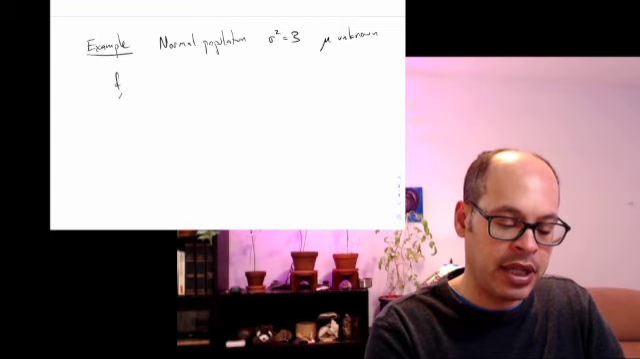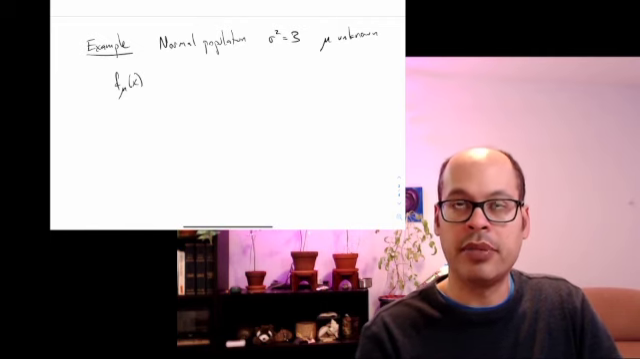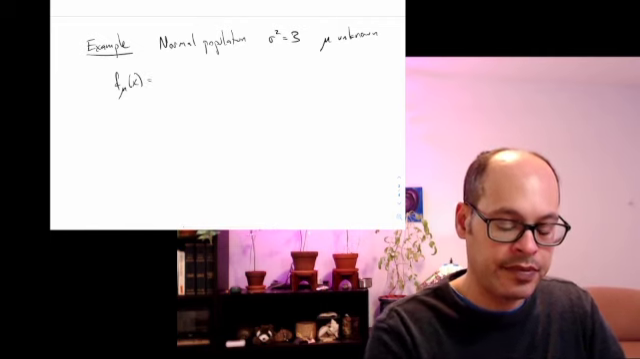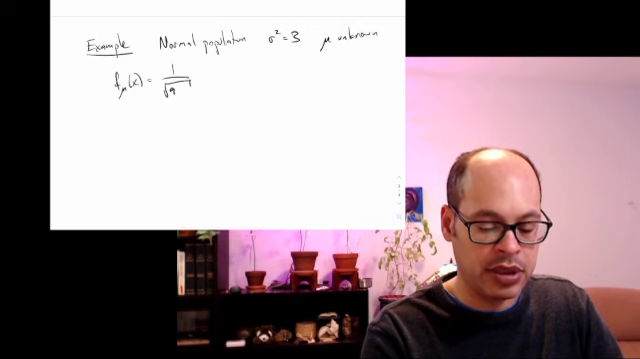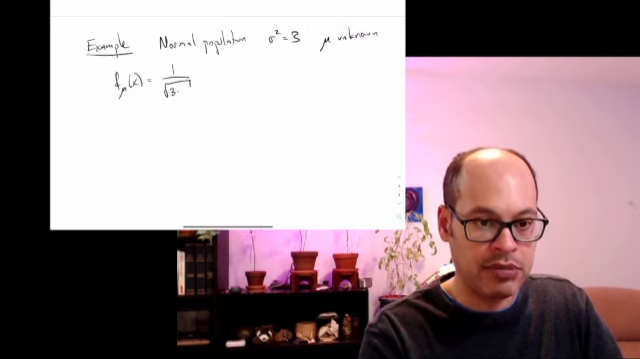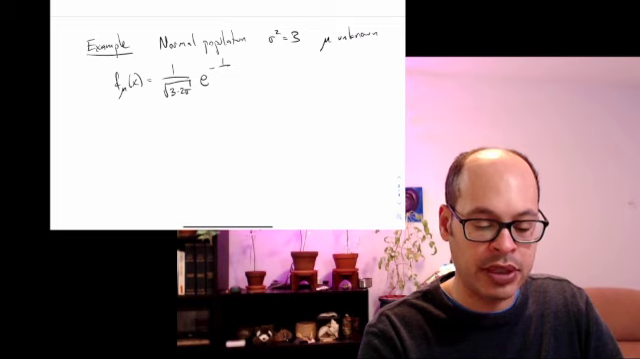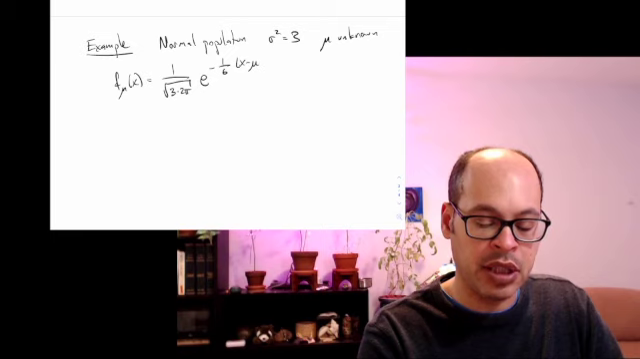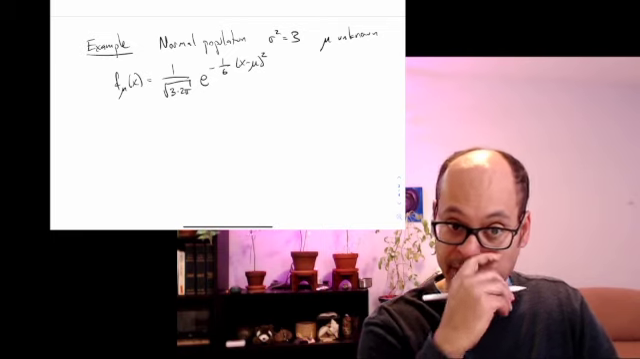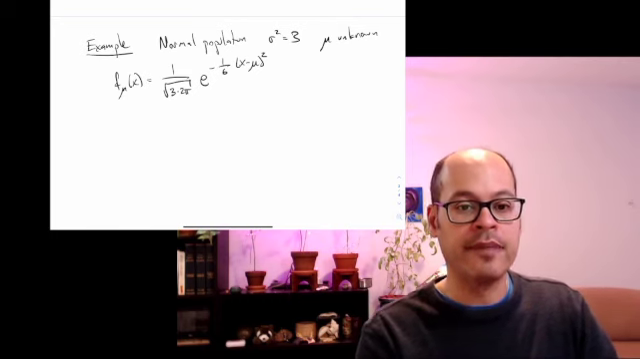And so I imagine that I have a density function which depends on my unknown mean. This is just given in the standard way: 1 over the square root of sigma squared, where sigma squared is 3, times 2 pi, e to the minus 1 over twice sigma squared, which is 6. X minus mu, the unknown, squared.